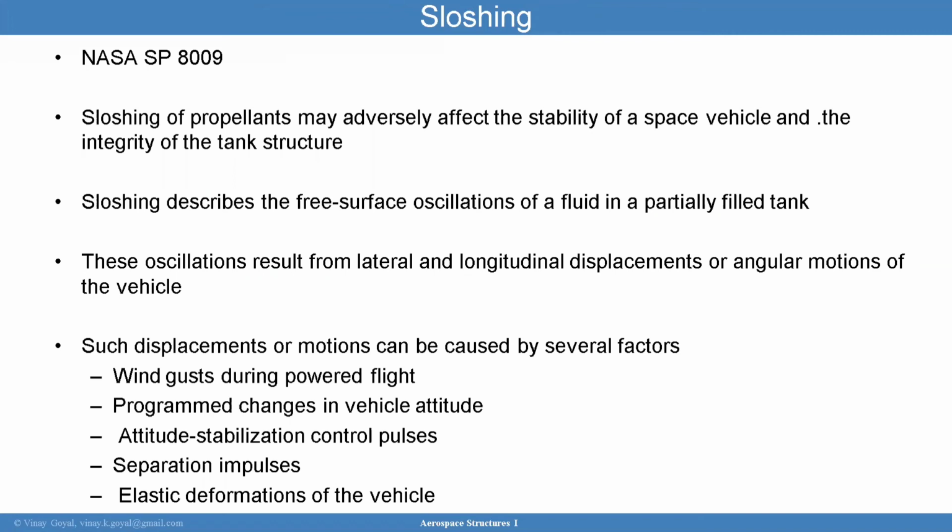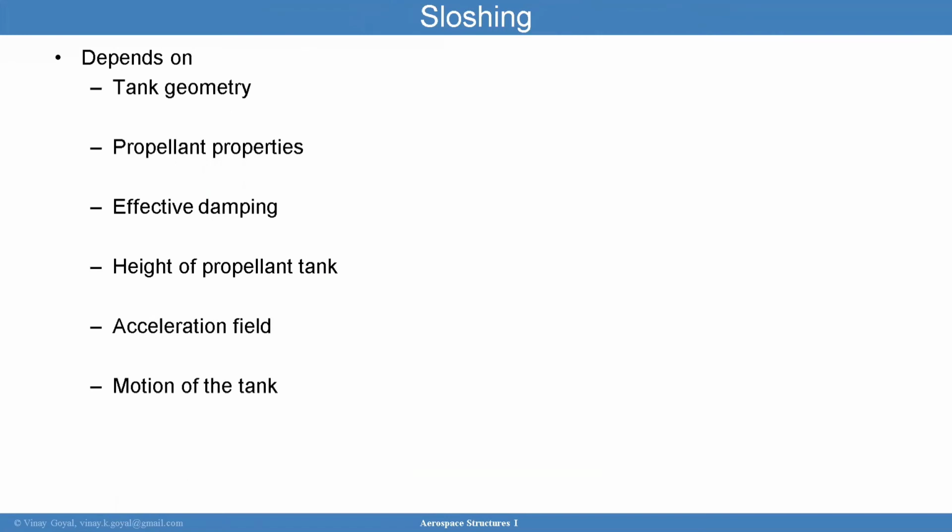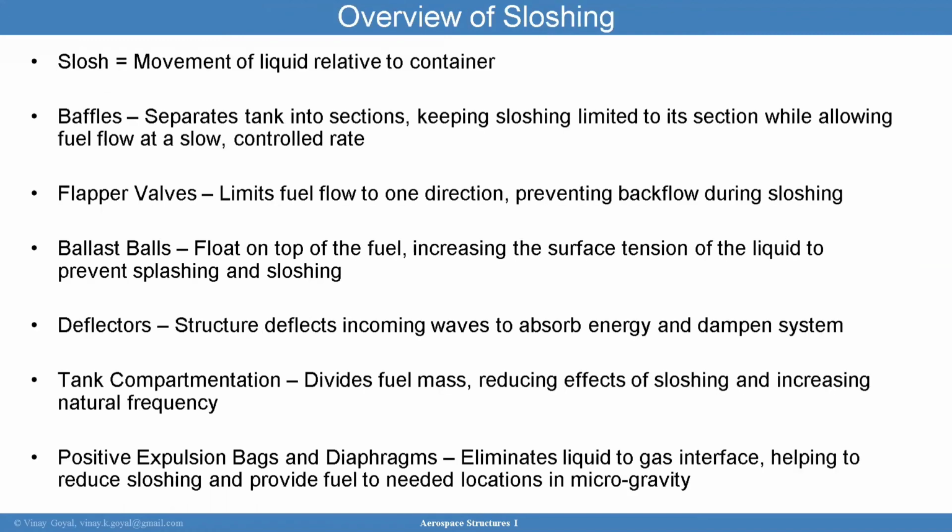Such displacements or motions can be caused by a lot of factors. You can get wind gusts during powered flight, program changes in vehicle attitude, attitude stabilization, control pulses, separation impulses, elastic deformation of the vehicle. All that can cause sloshing. And it will depend on the tank's geometry, the propellant properties, the effective damping, height of the propellant, acceleration field, and motion of the tank.